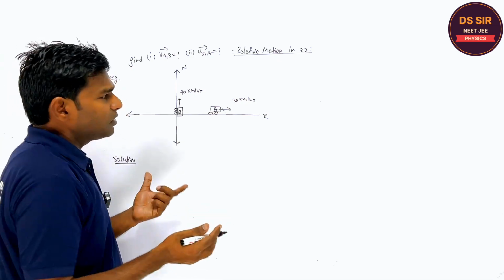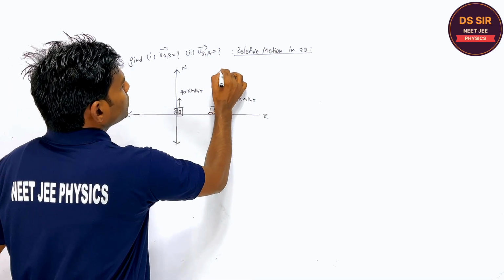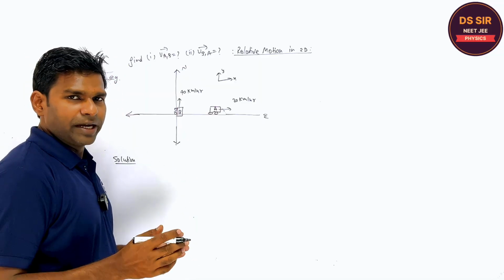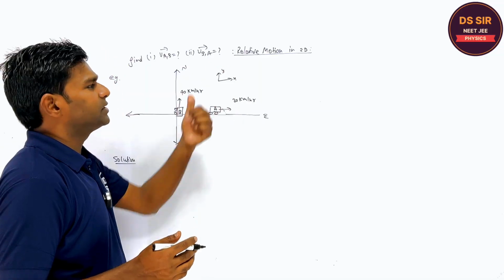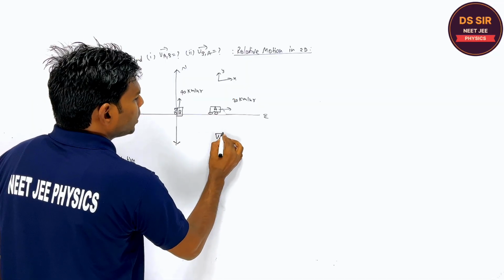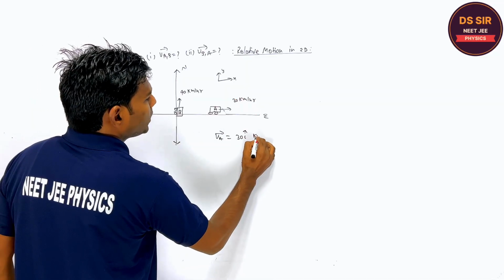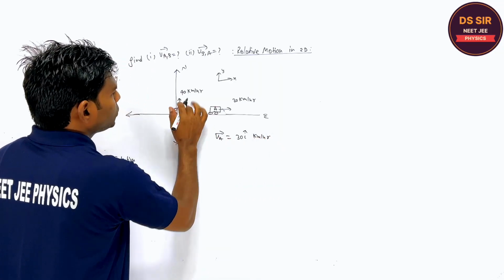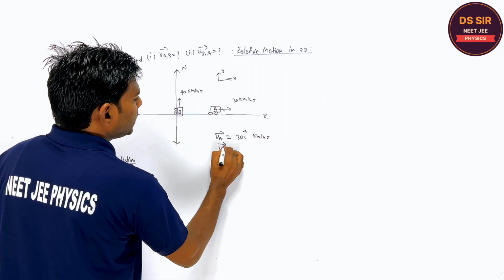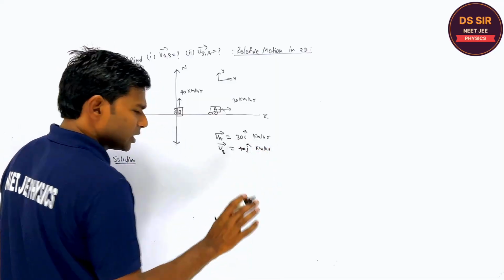The general way to solve this question is using vectors, assuming x-axis and y-axis towards east and north. So what is the velocity of A? In the vector form you will write 30 i cap kilometer per hour, and what is the velocity of B? You will write it is 40 j cap kilometer per hour. Is it clear or not?